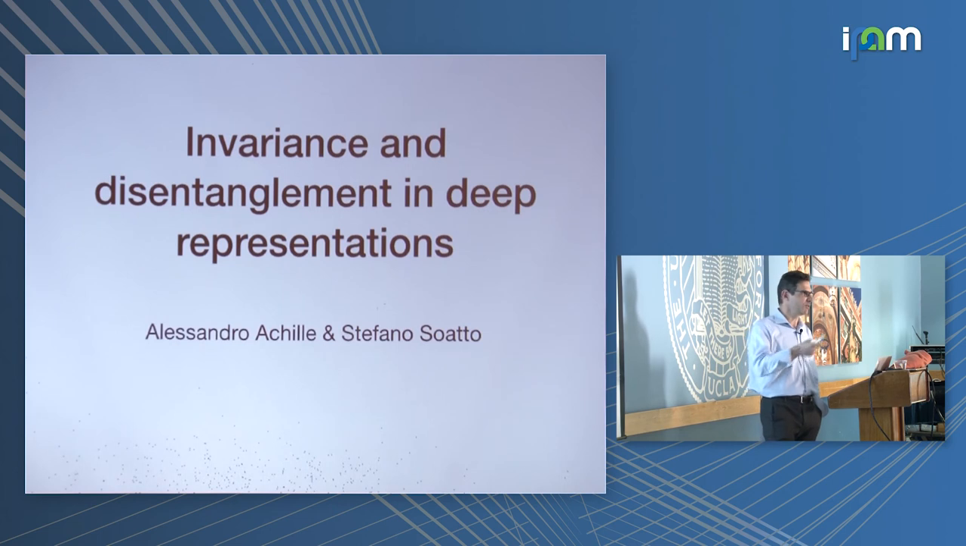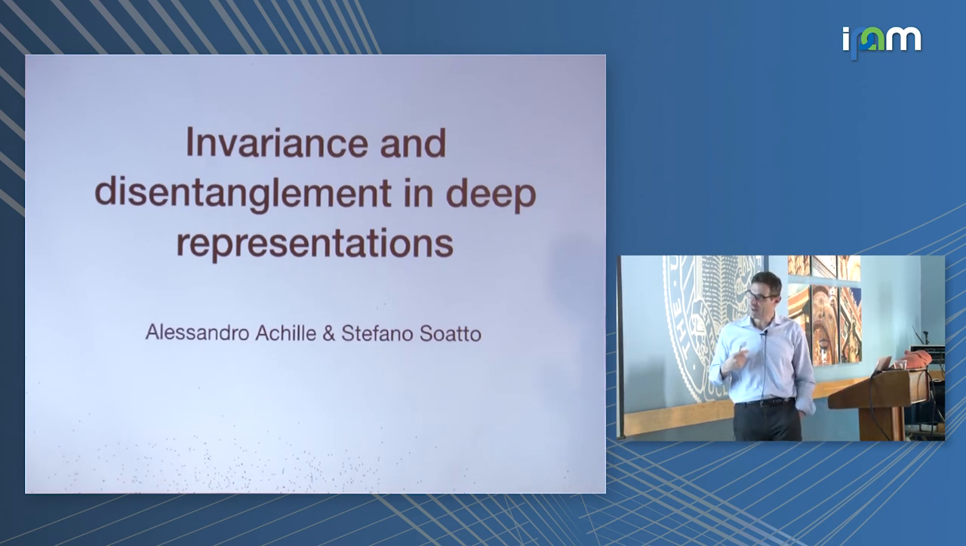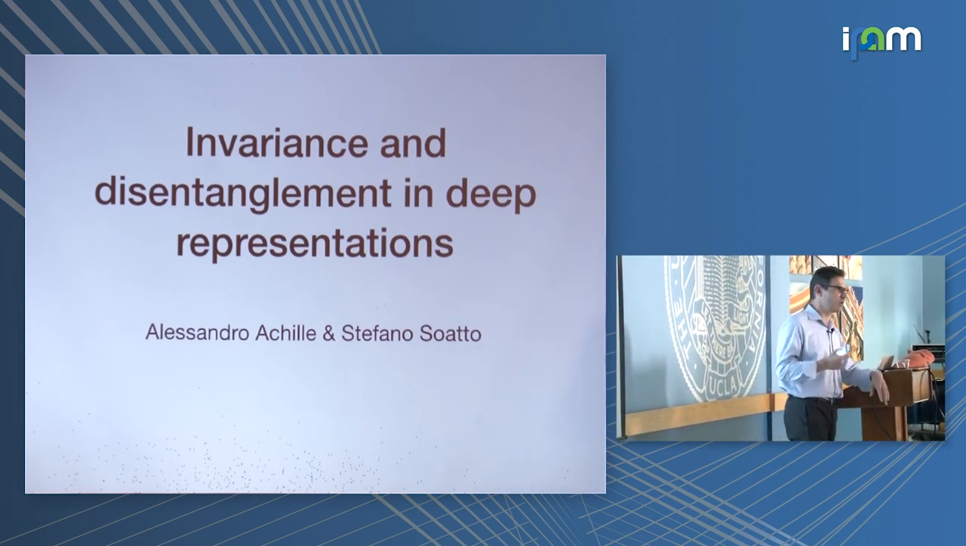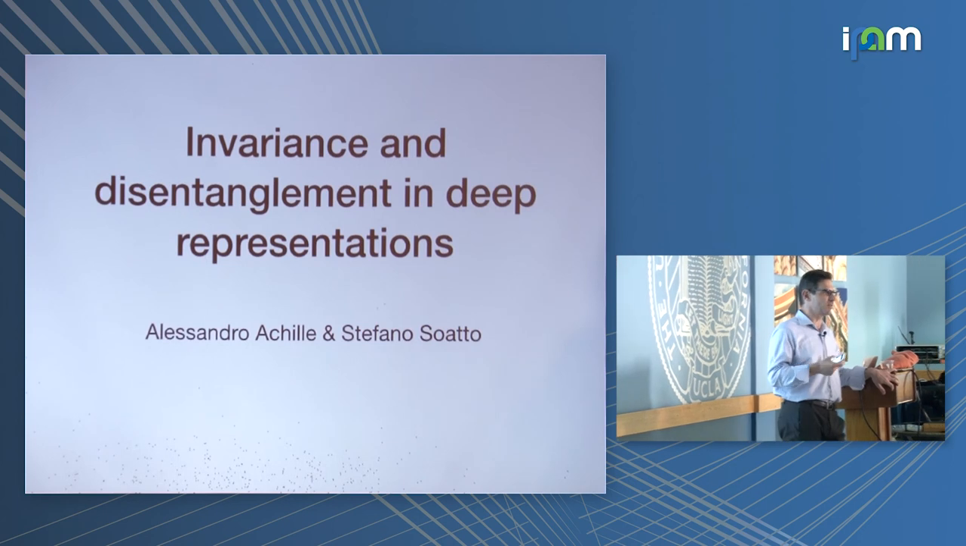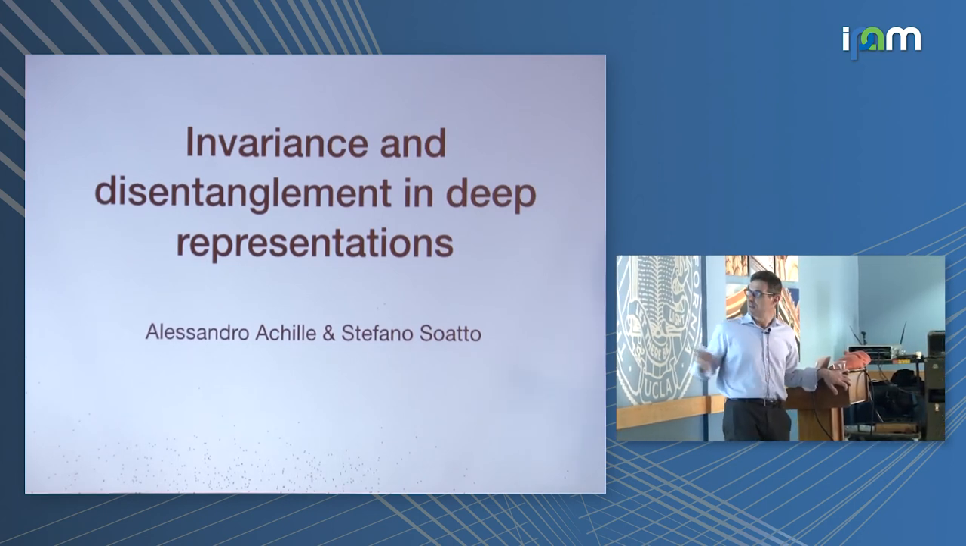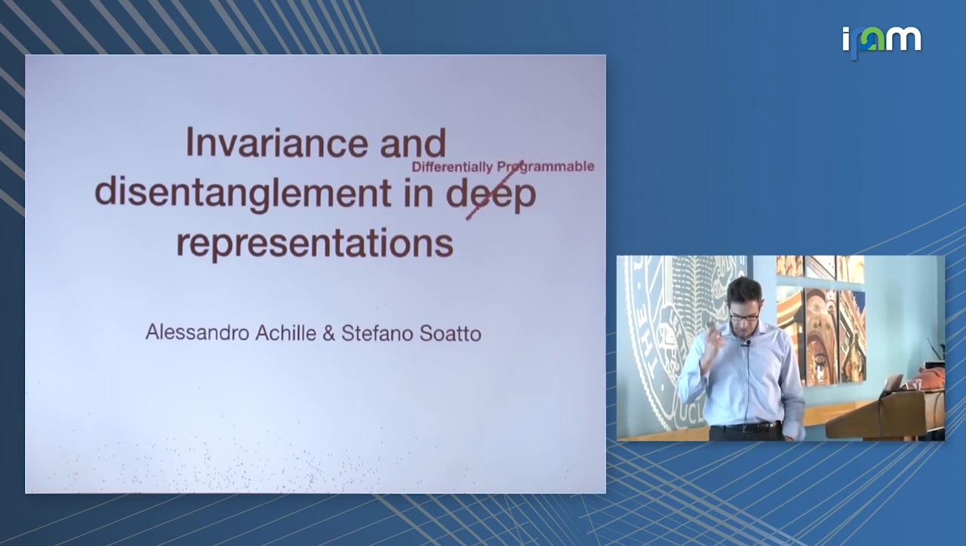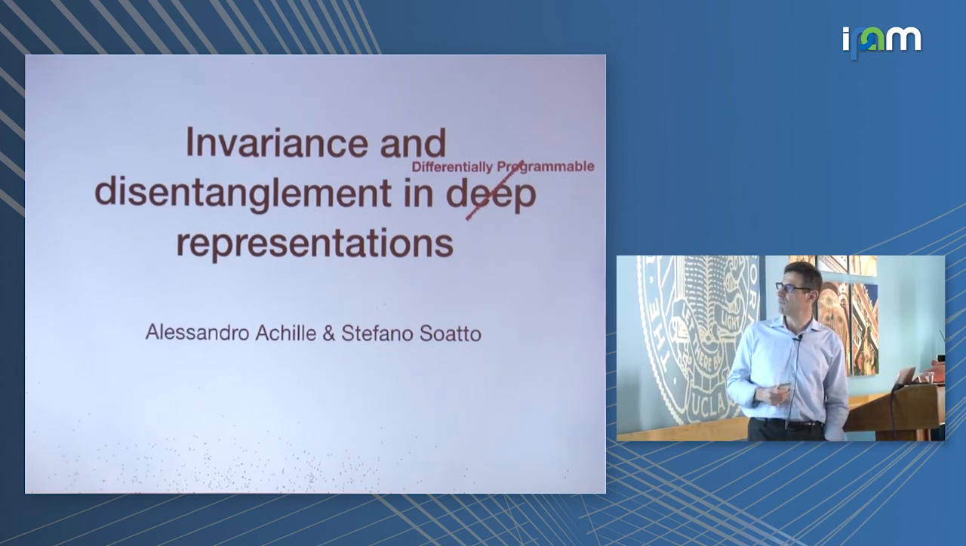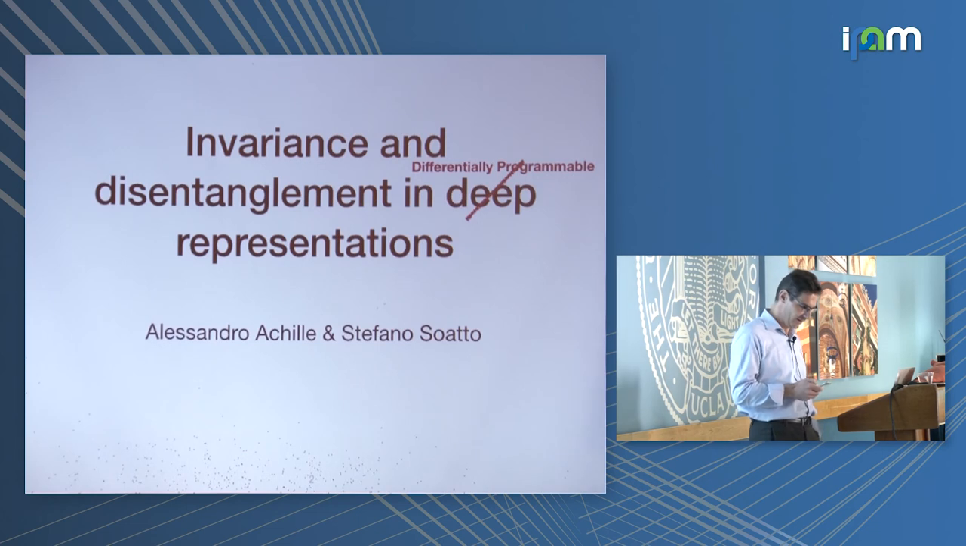I forget what title is in the program, but this is what I will talk about today. I will talk about a theory that describes how some properties that are desirable emerge surprisingly out of processes that don't have them ingrained. Now, I'm told that it's no longer cool to talk about deep learning, so this is invariance and disentanglement, differentially programmable representations.